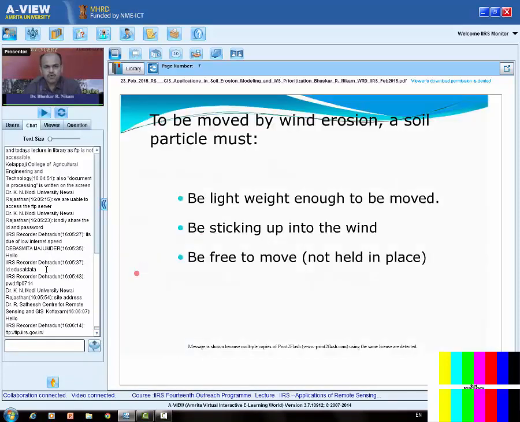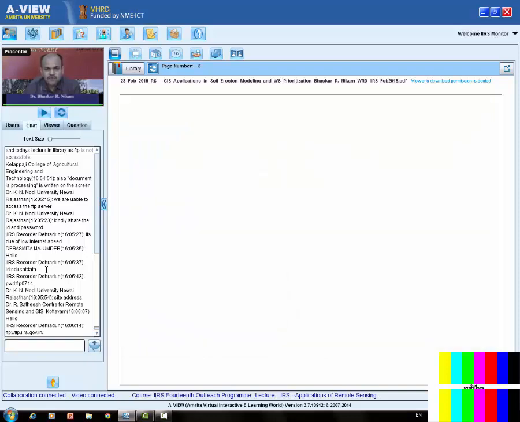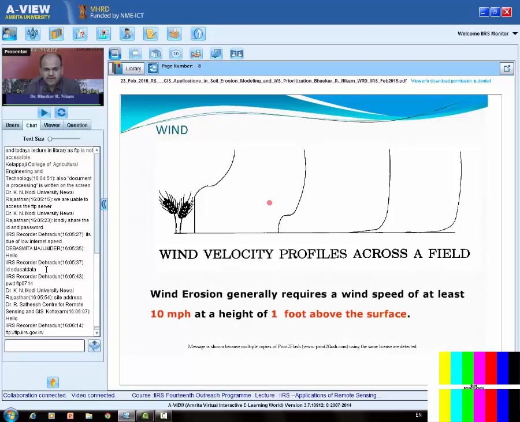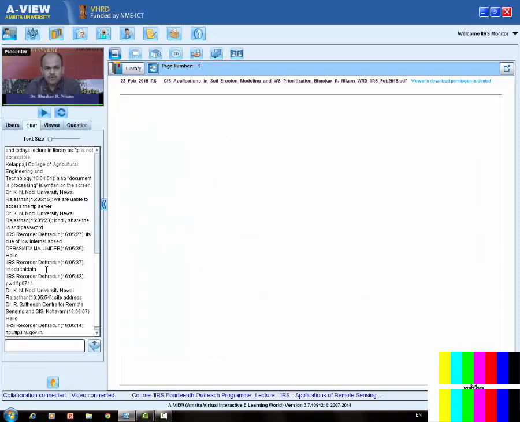Now, as we know, for particles to be moved by wind, they must be light enough in weight to be moved. They must be free to move. If the soil is moist, wind will have very little effect on that soil, or if the soil is covered with vegetation, wind will have very little effect, or will create very little soil erosion. So what is the general requirement? There should be a wind of at least 10 miles per hour velocity at a height of 1 foot above the surface. If this or above wind is there, loose particles of soil will get eroded due to wind.